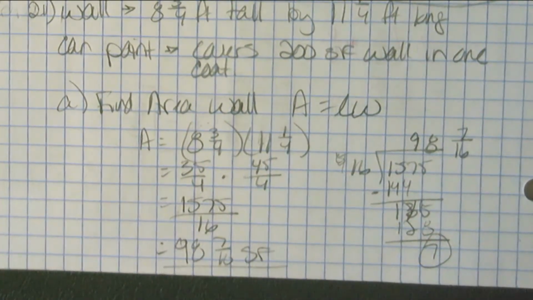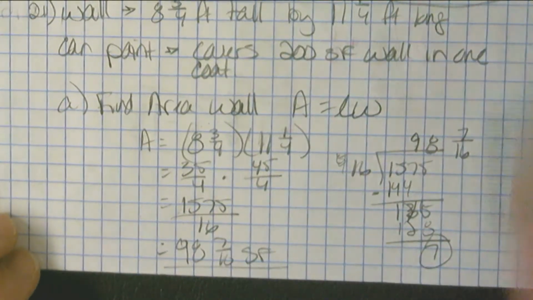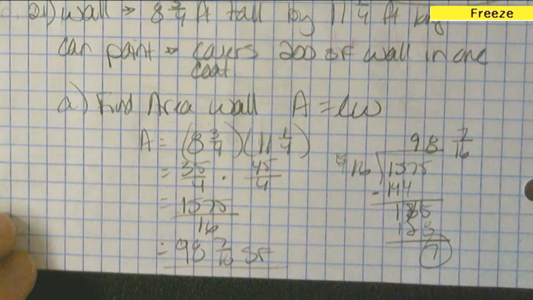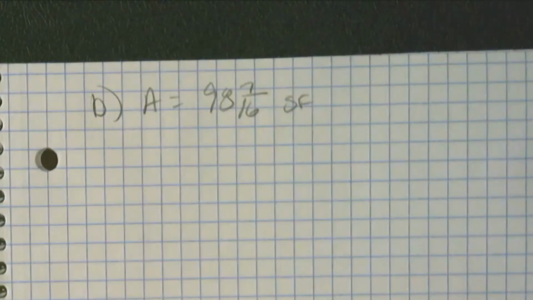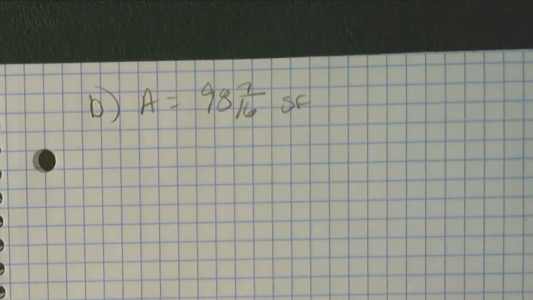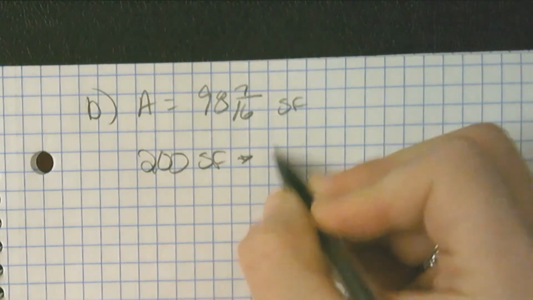So that was part A. AJ, you good with that? All right. If we go to part B, let me freeze that real quick. So my area is 98 7/16 square feet. All right. Part B said, if you want to apply 2 coats of paint, do you have enough paint? It says you have a can of paint that will cover 200 square feet in one coat. So we have 200 square feet gives us one coat.